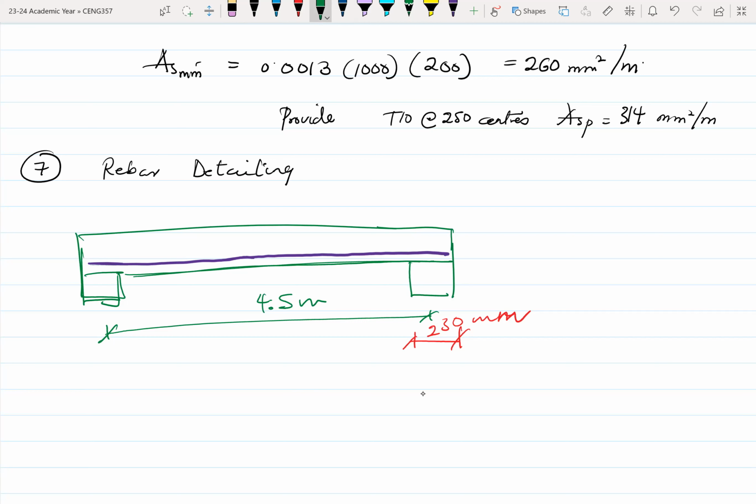So the main bar here, let me just write something beside it so that this is a T10 at 150. Okay. Then we'll have some bars, and depending on the spacing, we can actually also calculate how many there will be. All right.